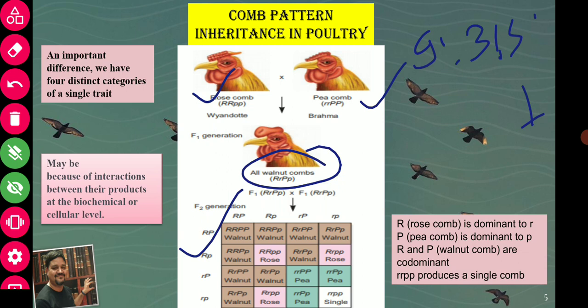So why these four distinct classes for a single trait? It is considered that it may be because of the interaction between the products at the biochemical or cellular level. That means these two loci interact together through their products at the biochemical or cellular level. So this is about the comb pattern inheritance in poultry. This different inheritance pattern is due to gene interaction, and this gene interaction is different from epistasis, which we will be discussing in the next class, and from the simple Mendelian dihybrid cross. You should take note of the difference that we have discussed in this class.